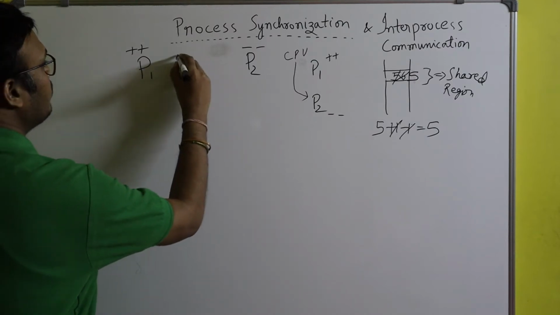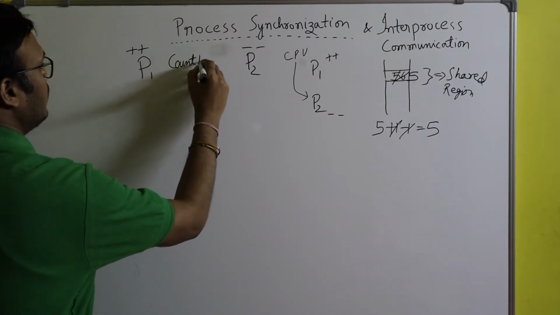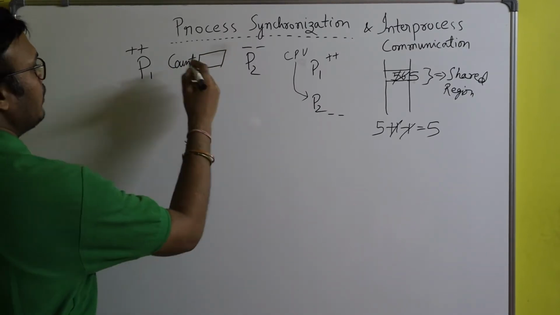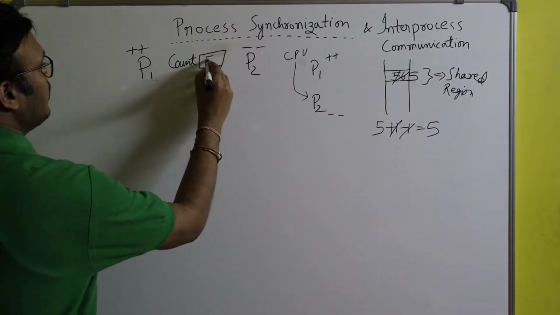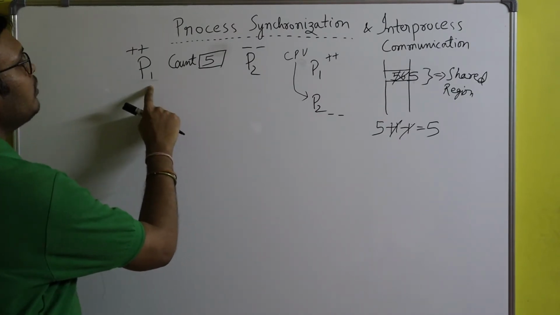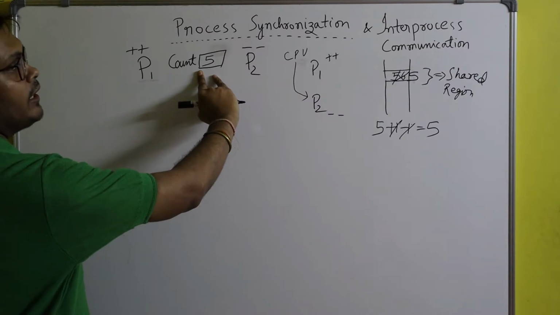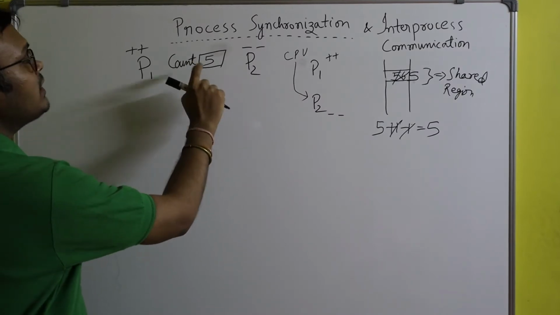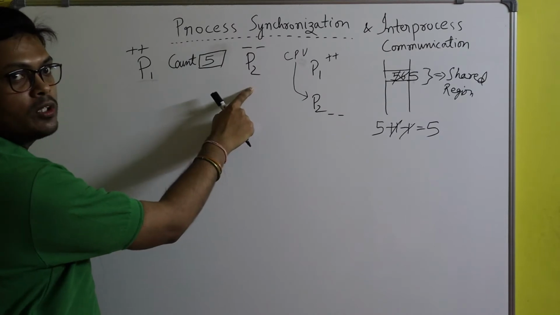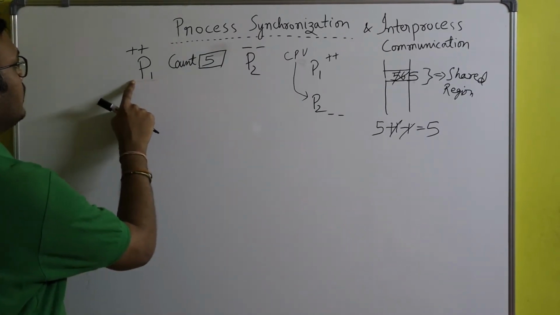Say there is a count variable, and the value of the count variable is 5. Both process P1 and process P2 can access this variable. This variable is being shared by process P1 as well as process P2. Are you getting it? Now you see.